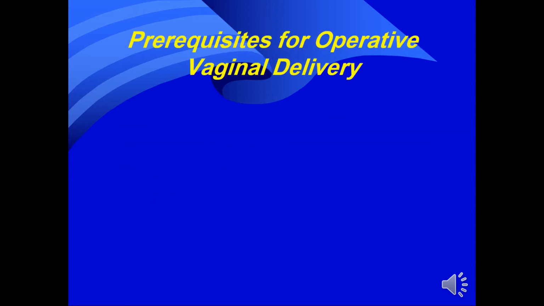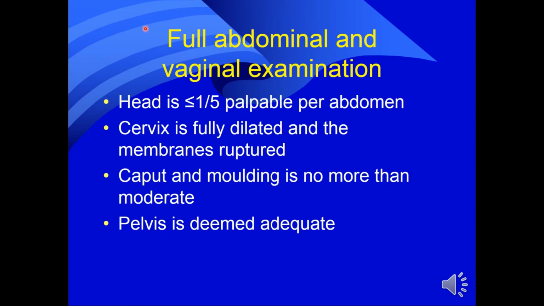These are the prerequisites for operative vaginal delivery: full abdominal and vaginal examination. Head is less than or equal to 1/5 palpable per abdomen. Cervix is fully dilated and the membrane is ruptured. Caput and molding is no more than moderate. Pelvis is deemed adequate.